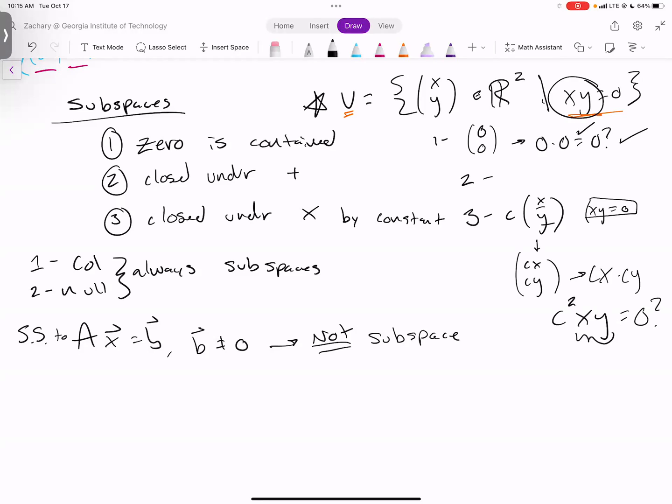Well, we've determined x times y is equal to 0. So we're going to get c squared times 0 equals 0. So c doesn't affect this condition being true at all. That's why we are closed under multiplication, because c does not change the fact that c squared times 0 is 0. Okay.